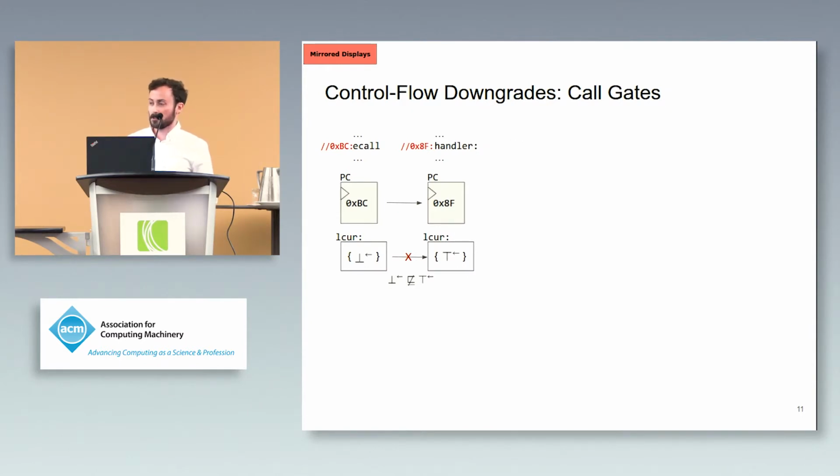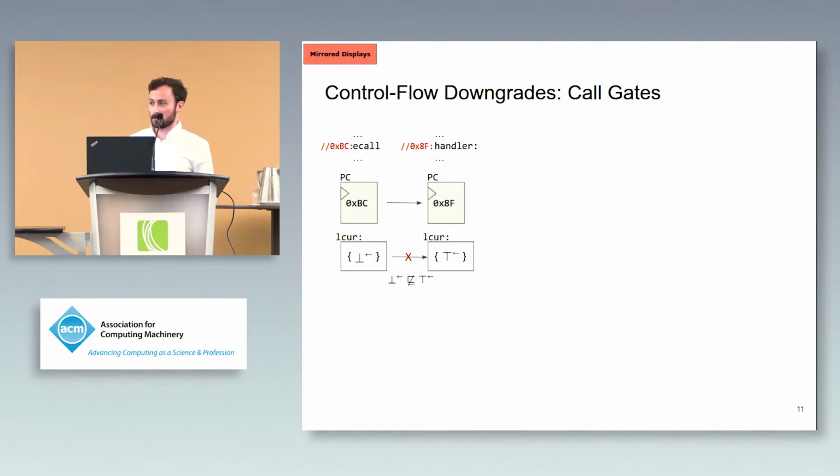Aside from value downgrading instructions, we also need to be able to downgrade control flow. For example, in order to do a system call, we need to be able to transition from an untrusted context to a trusted one. So also, when we're executing in a secret context, we need to be able to execute public libraries.